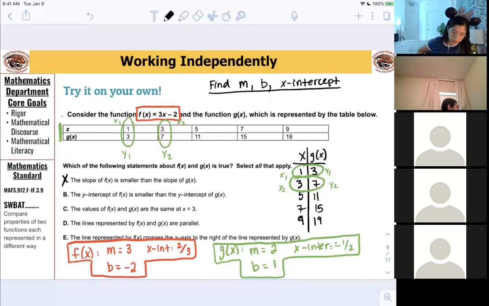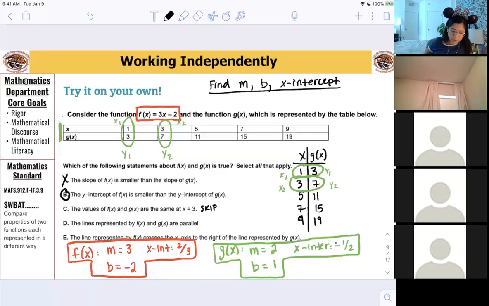Letter B, the y-intercept of f of x is smaller than the y-intercept of g of x. True. Which one's the y-intercept? -2. -2 is smaller than +1. That's true. C, the values of f of x and g of x, actually, I'm going to skip this one for now. I'll come back to it.